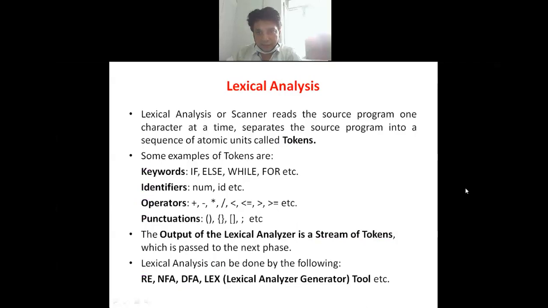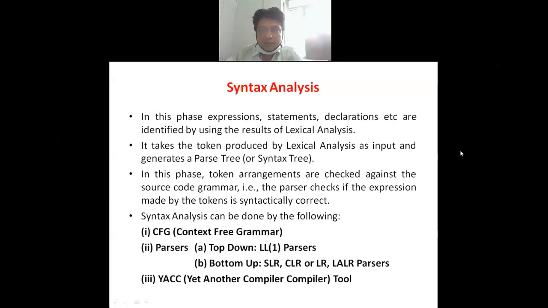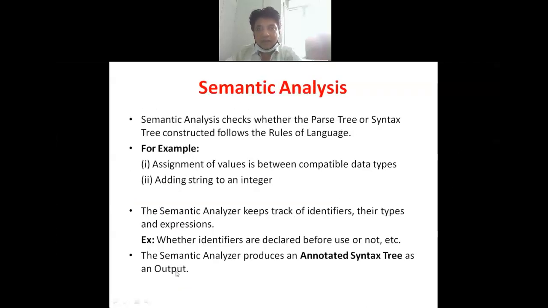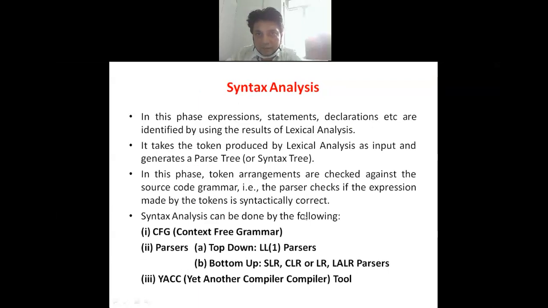Now proceeding further, the syntax analysis phase. In this phase, expressions, statements, declarations, etc. are identified by using the results of the lexical analyzer.